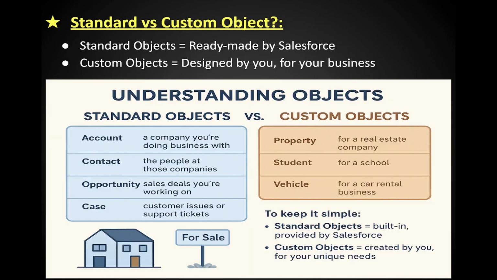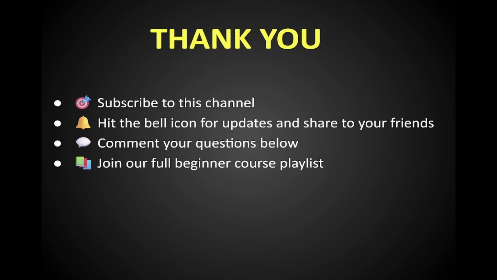Now let's discuss the difference between custom object and standard object. You have already understood both the objects, so the difference is simple. Standard objects are ready-made objects by Salesforce. Custom objects are designed by you for your business requirement. In the standard we have objects like account, contact, opportunity, cases as well. And a custom object you have created for the business requirement, like property, student, or vehicle. So that's all about the objects, and I hope now you know what objects are, the key difference between standard objects and custom objects, and how they are just like database tables.